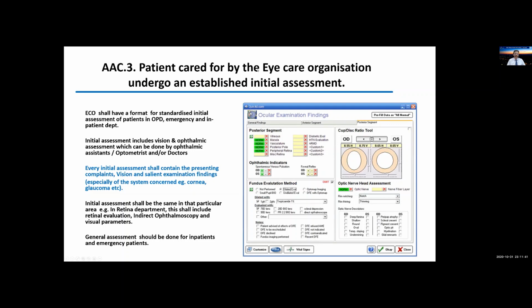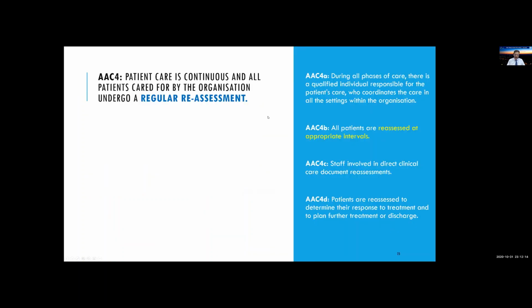The AAC 3 focuses on the initial assessment and having a format. So this is a format we use, the EMR format. The vision and ophthalmic assessment is done by the ophthalmic assistants or optometrists, and then later on, it is validated by the doctors. So initial assessment shall be the same in eye care on the whole, but in case of the retina department, it should include the fundus, indirect ophthalmoscopy, as well as various imaging parameters. And for all IP patients, you need to do a general assessment.